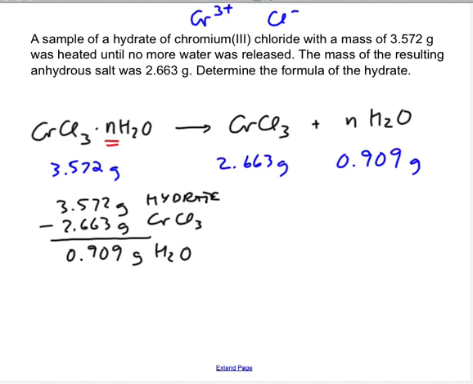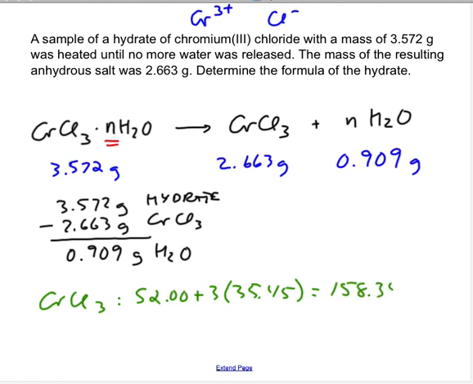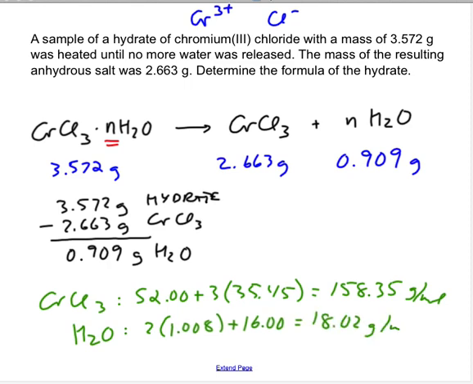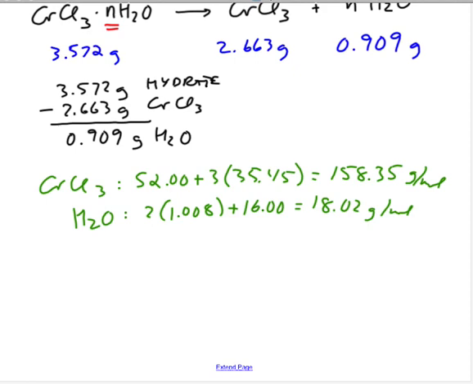For that, we'll need molar masses. So let's calculate some molar masses. For chromium-3 chloride, I've got the molar mass of chromium plus 3 times the molar mass of chlorine, which is equal to 158.35 grams per mole. For water, I've got 2 times the molar mass of hydrogen plus the molar mass of oxygen is 18.02 grams per mole. Great, now I can simply take the masses that I measured up above and convert them to moles.